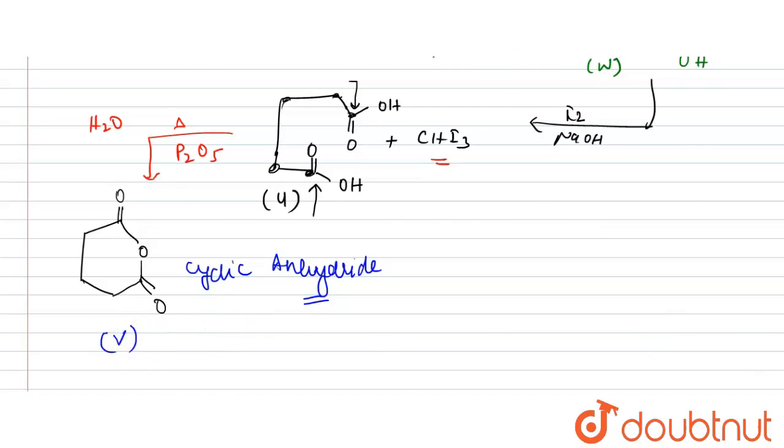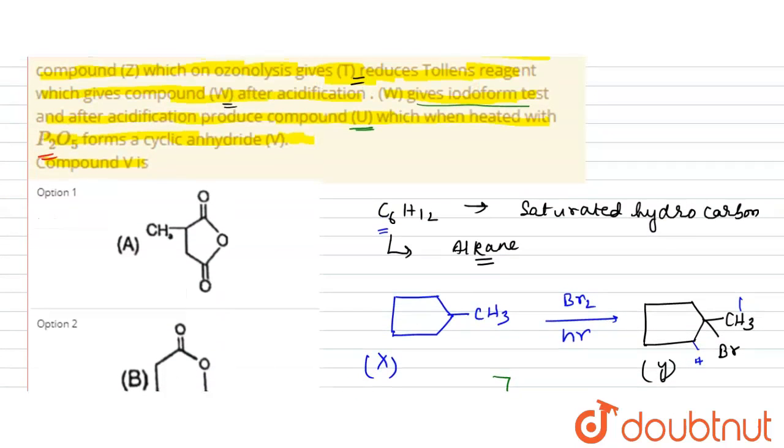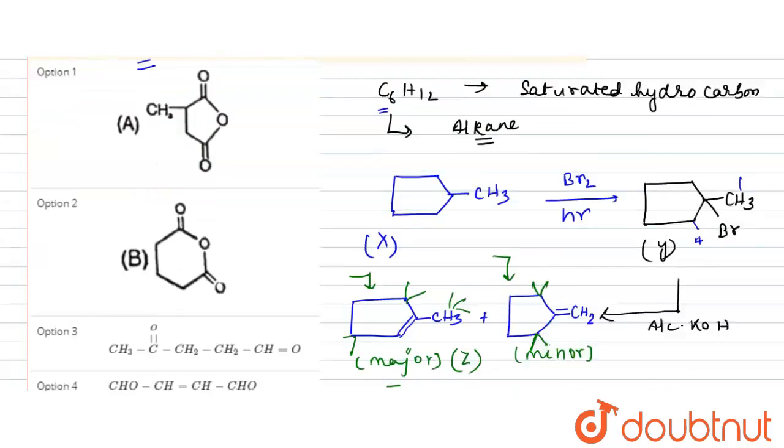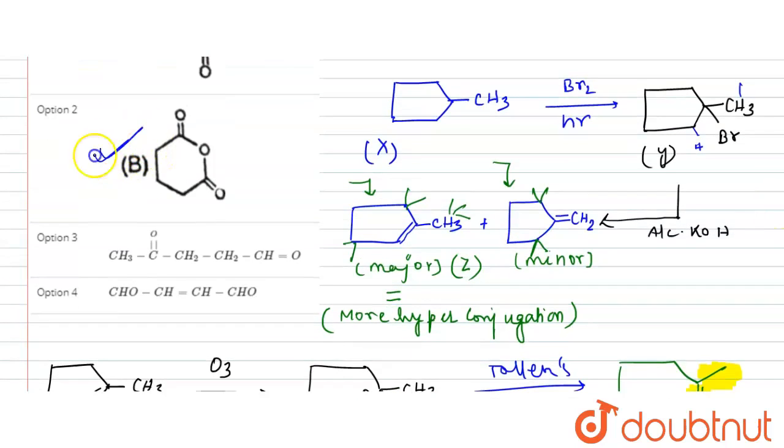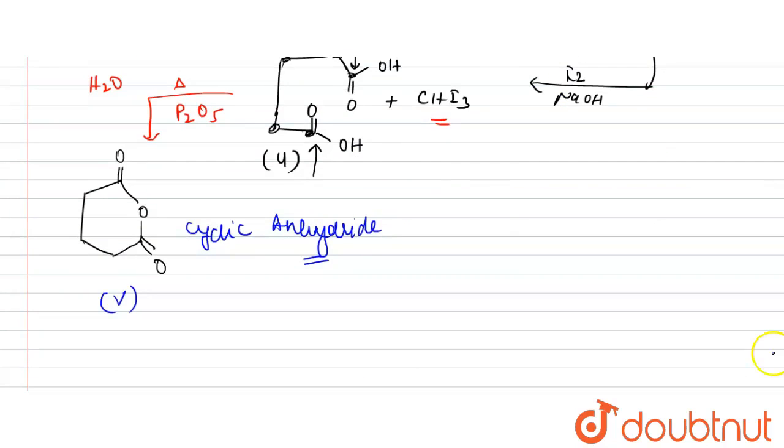Now what was asked in the question? You were asked what compound 5 is. So what are you going to say? Compound 5 is this, option B is correct, right? So this is compound 5. So you will write here that option B is correct, right? I hope you have understood.